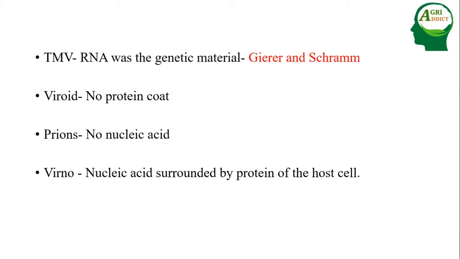Now we know that tobacco mosaic virus was the first virus discovered. And it was Gierer and Schramm who showed that RNA was the genetic material here. Viroid means it doesn't have any protein content, but it has the nucleic acid. Whereas in contrast, prion means it doesn't have nucleic acid, it has only protein. So you can remember it like P for P. Prions means only protein, no nucleic acid. And lastly, virusoid means nucleic acid of virus, which is surrounded by the protein of the host.